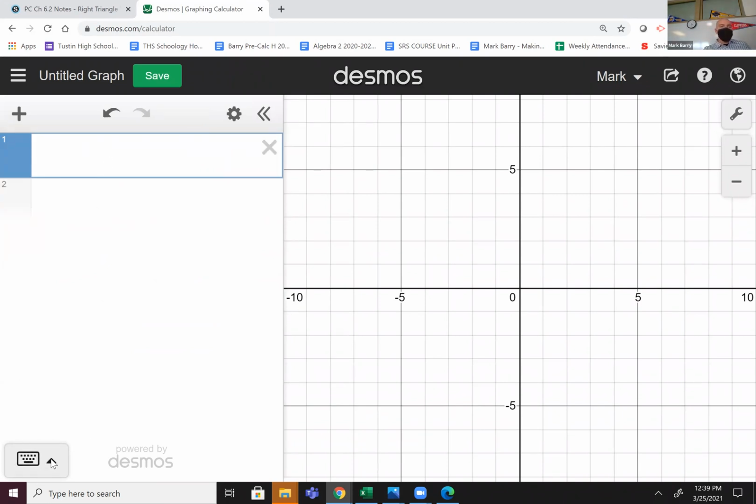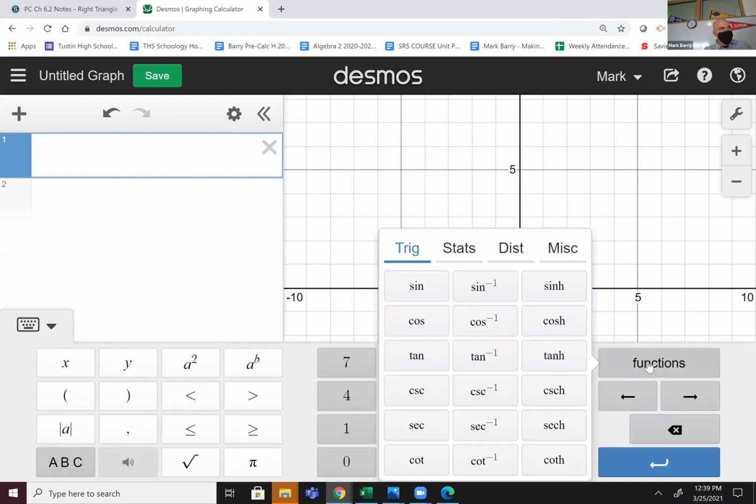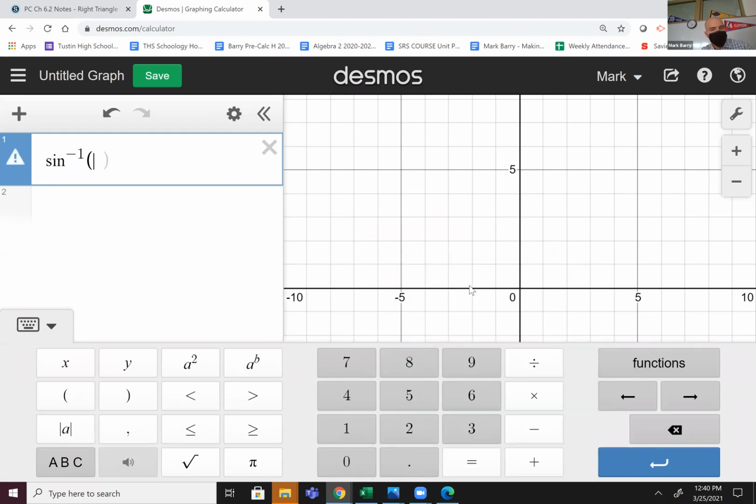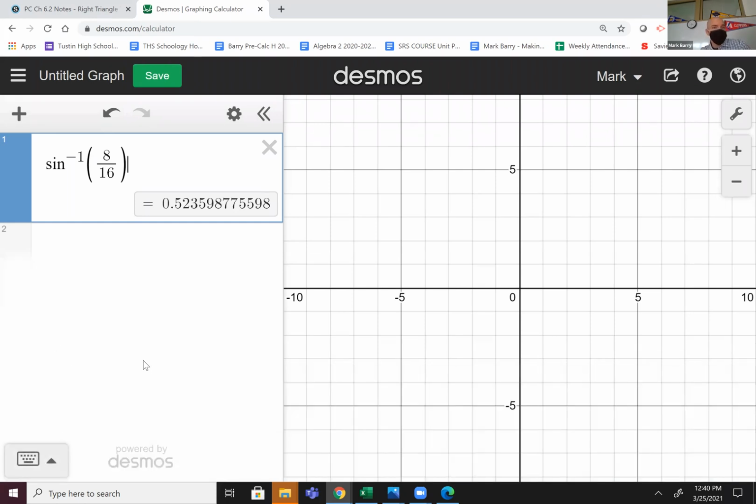And so I'm going to do sine inverse. So if you bring this up and go to functions, you'll see sine inverse right there. You actually have all 6 inverses and all 6 regular functions. So we'll do sine inverse of 8/16. And that comes out to 0.52, okay?